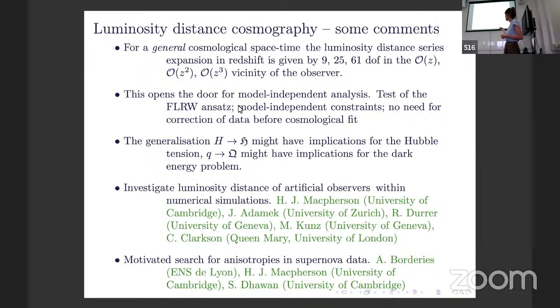And of course, we also want to analyze data at some point. So here I've been doing a first motivated search for anisotropies in supernova data based on this type of formalism. This I've been doing together with Antonin Bourdieu, who's a student at École Supérieure de Lyon, and we do this together with our collaborators, Hilly McPherson and Suhai Dhawan. And actually this paper is going to be on arXiv, I think, tomorrow or Friday.